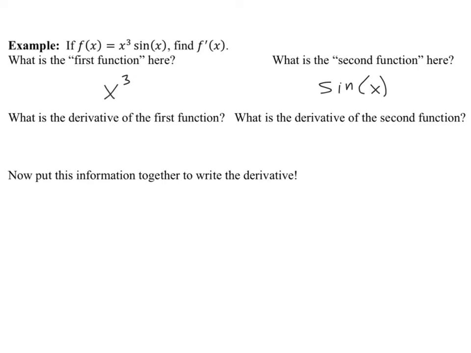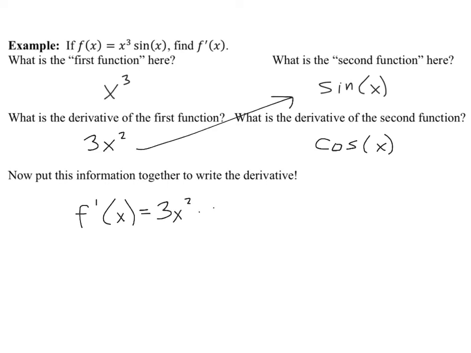So the next thing we need to do is take the derivatives of these two pieces individually. The derivative of x cubed is 3x squared, and the derivative of sine x is cosine x. And then to do the derivative, the product rule tells us that we simply do the derivative of the first function, 3x squared, multiplied by the second function left alone, and then plus, we leave the first function alone and multiply by the derivative of the second function.